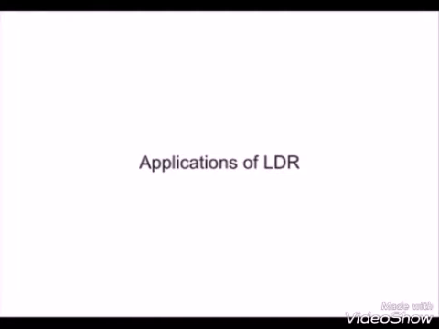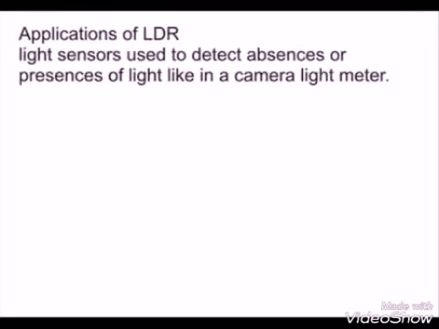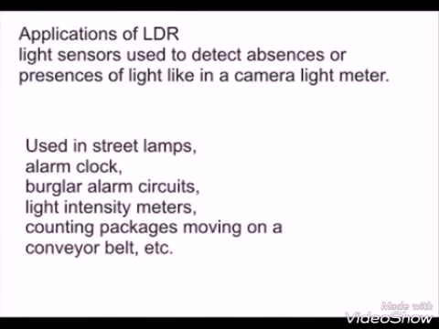Now we will discuss about applications of LDR. LDRs have low cost and simple structure. They are often used as light sensors. They are used when there is a need to detect absences or presences of light, like in a camera light meter, used in street lamps, alarm clock, burglar alarm circuits, light intensity meters, for counting packages moving on a conveyor belt, etc.